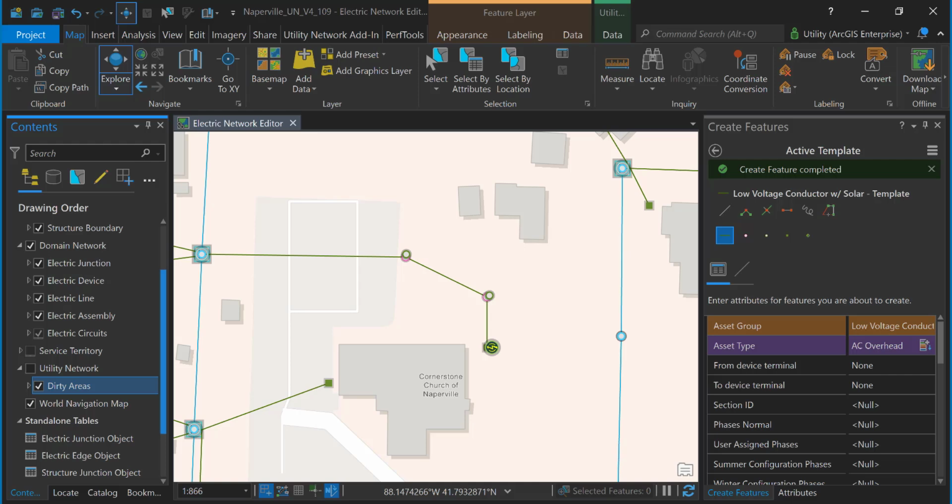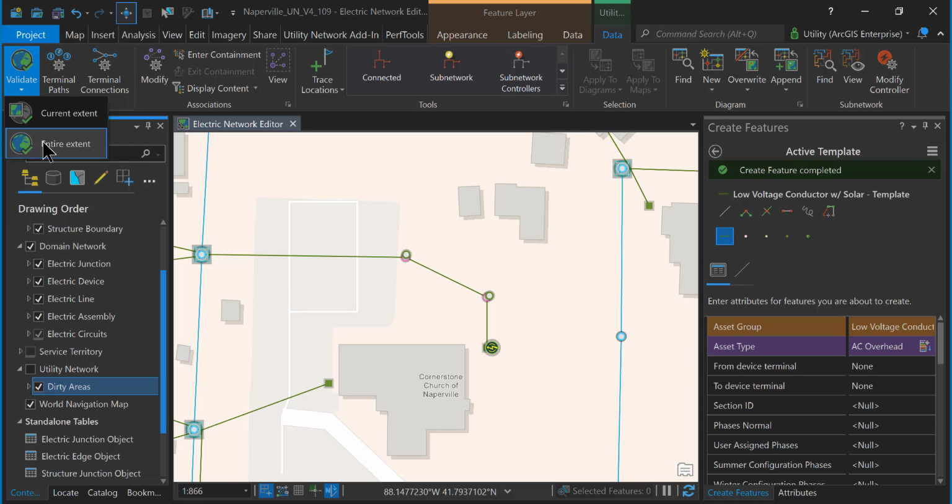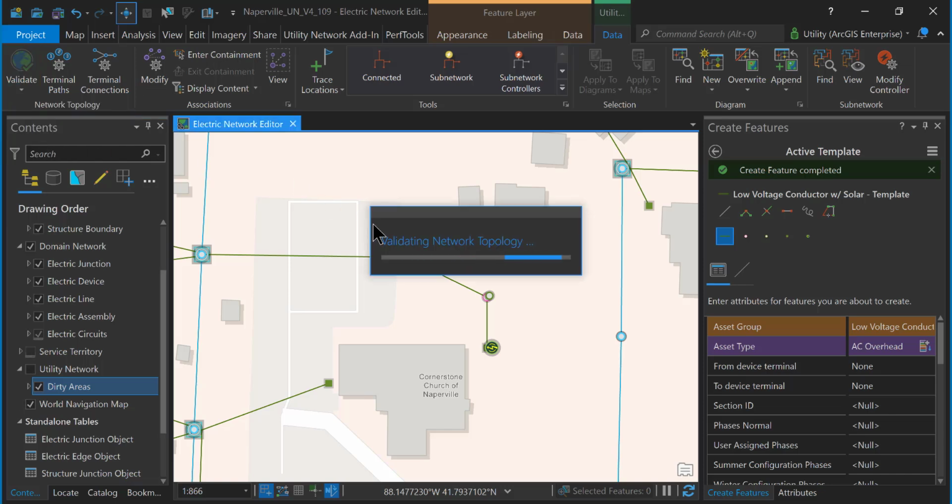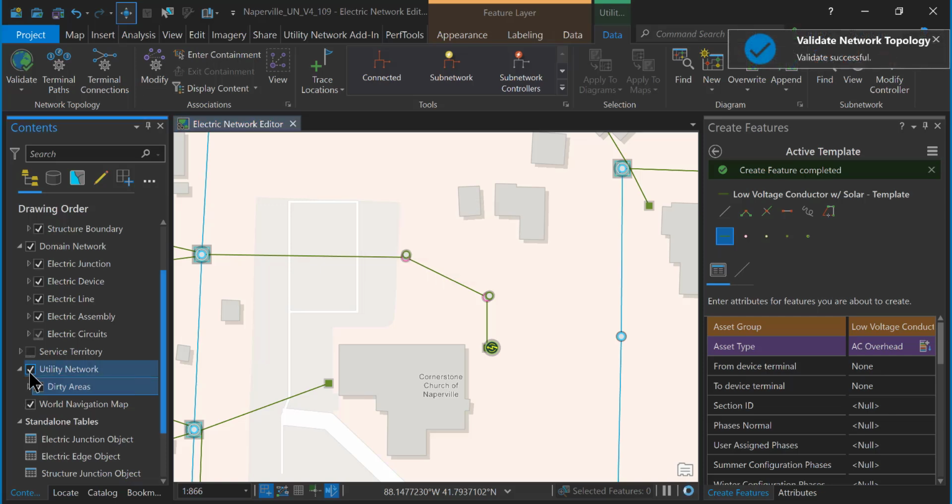Now that I've added in this new service, the last thing that we need to do is come in and run this validation and make sure that everything is good to go. All right, and our validate was successful, and we've just added in all of these new assets and attributes. So this is just a small example of how editing in the utility network can be made more efficient and correct.